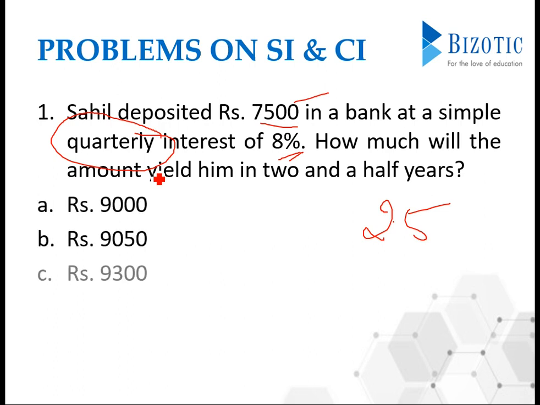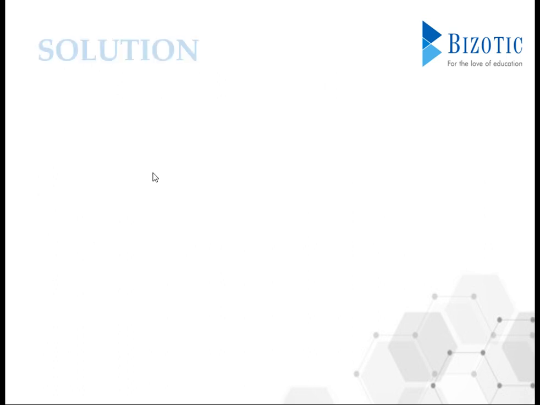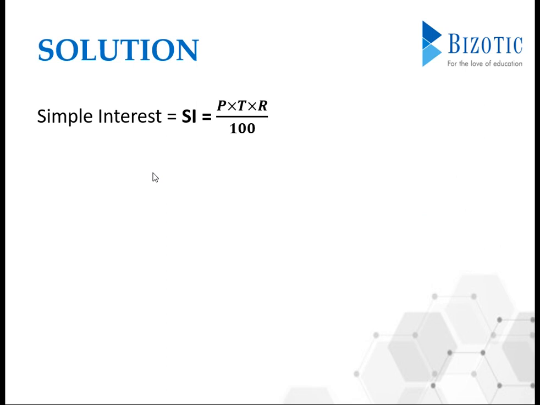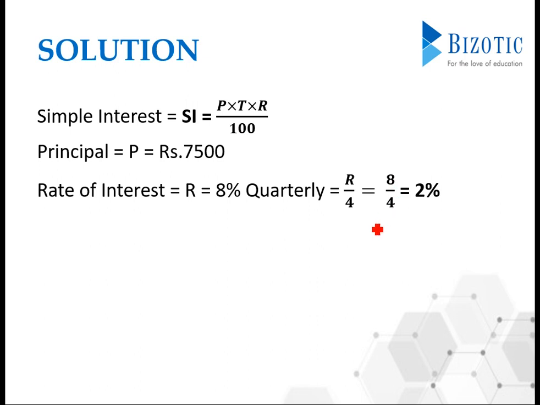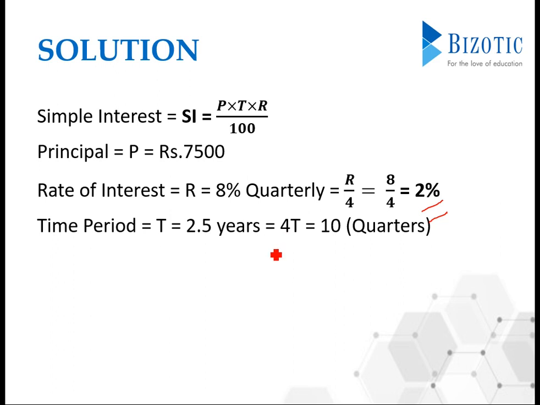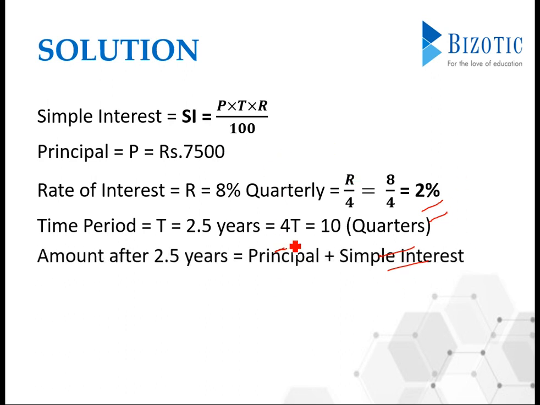Before that, you have different options. So let's begin with the first part. Simple interest, we know the formula SI is equal to PTR divided by 100. Principal is 7,500 and rate of interest is 8% divided by 4 because we are doing it quarterly. So the final rate of interest is 2%. 2.5 years is the time period given. If you convert that to quarters, 4 into T, 2.5, which is 10 quarters. Now all that is left is substituting this in the given formula. So what will it become?